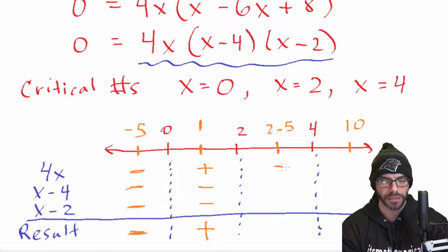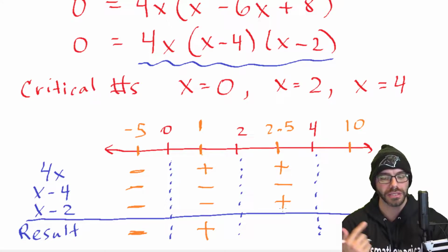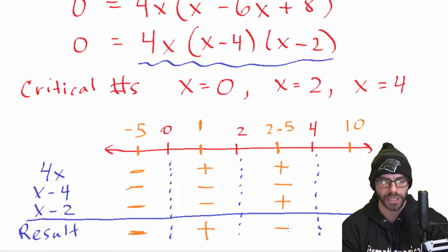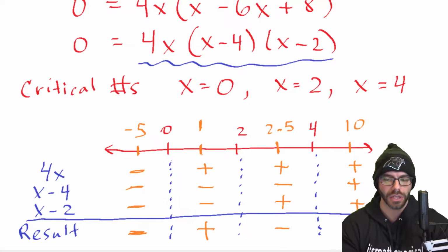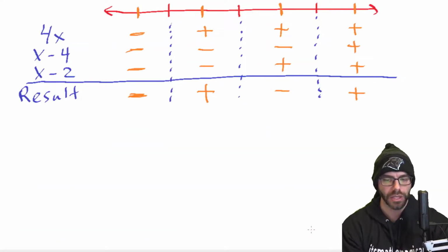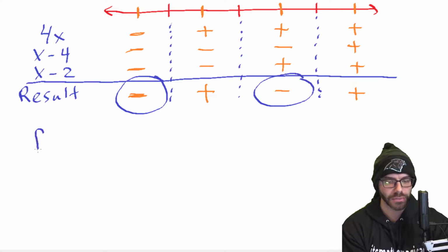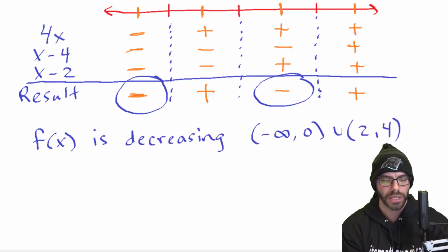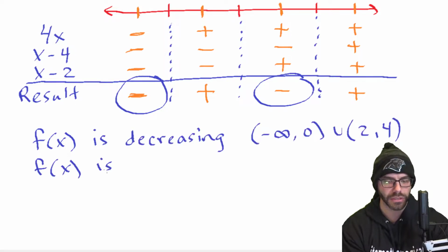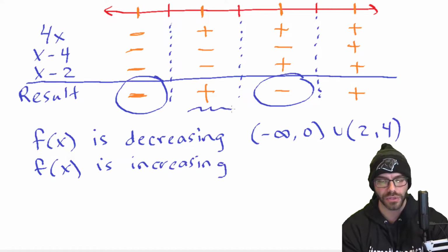2.5, let's plug that in. This would be positive, negative, positive, and therefore a positive times a negative is going to be a negative result. And then finally 10 would make all of these positive, which results in a positive. All right, so what does this chart tell us? Anywhere we have a negative result, so here and here, that tells me f of x is decreasing. And then f of x is increasing where we have positive results.